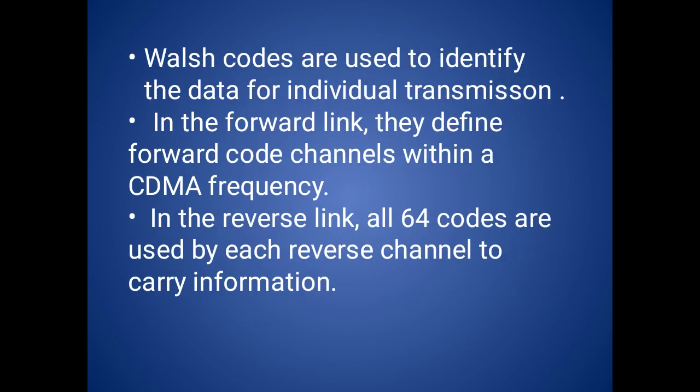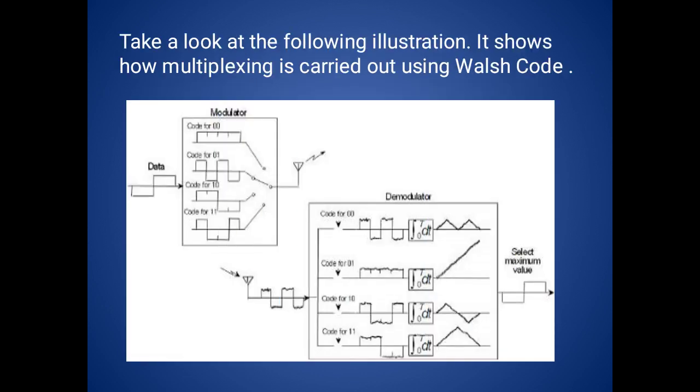Walsh codes are used to identify the data for individual transmissions. In the forward link, they define forward code channels within a CDMA frequency. In the reverse link, all 64 codes are used by each reverse channel to carry the information. And this is how multiplexing will be carried out in a Walsh function.